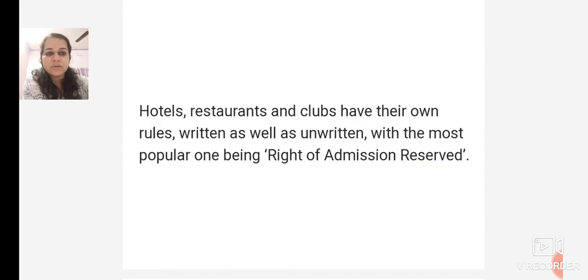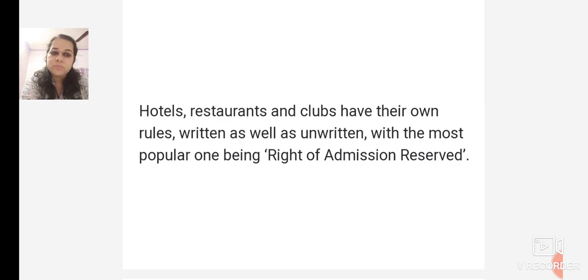Hotels, restaurants, and clubs have their own rules, written as well as unwritten. Now, some of them have put up the rules, some have not. That doesn't mean you can behave anyhow in the restaurants or hotels if the rules are not put up.